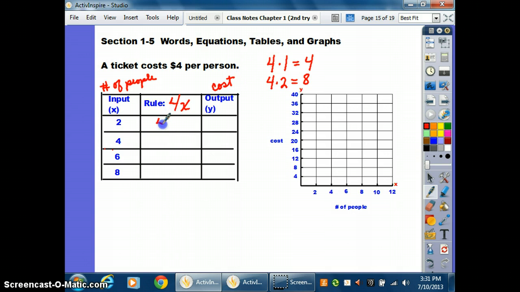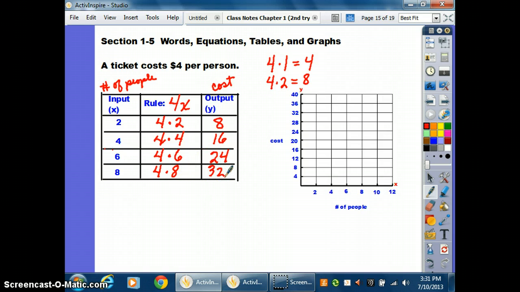Okay, so $4 times my input X, which is 2, gives me an output of $8 for the cost of the 2 tickets. Now we're going to have 4 people. So $4 times 4 people, that gives me $16. 6 people, $4 per ticket, I have 6 people, so that's $24. And then if I have 8 people, my cost will be $32.